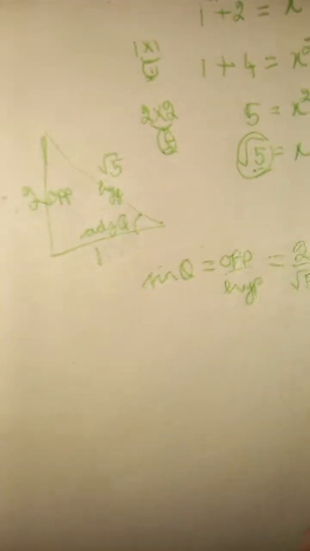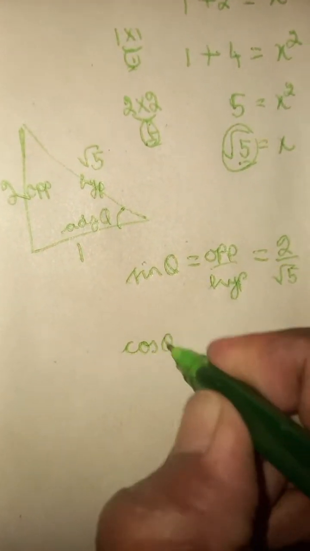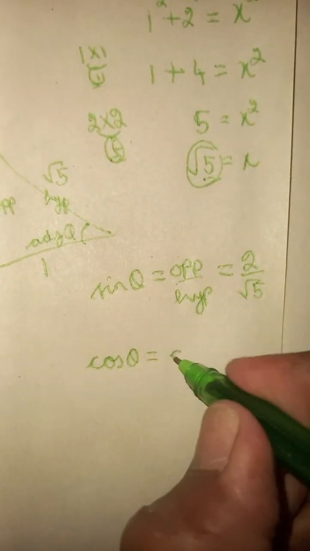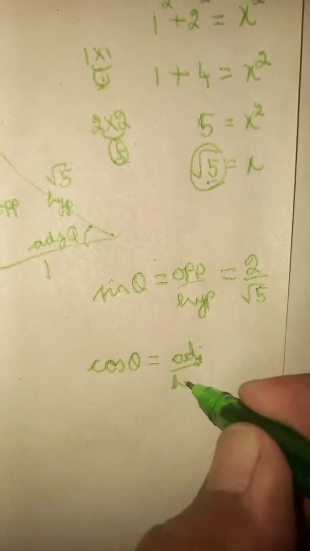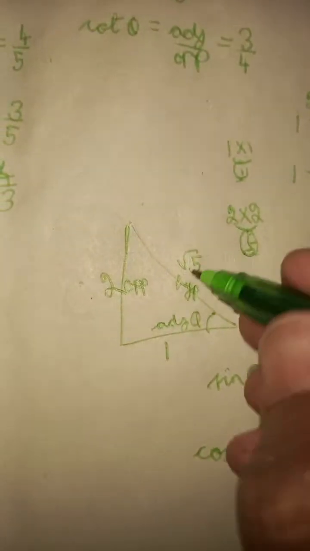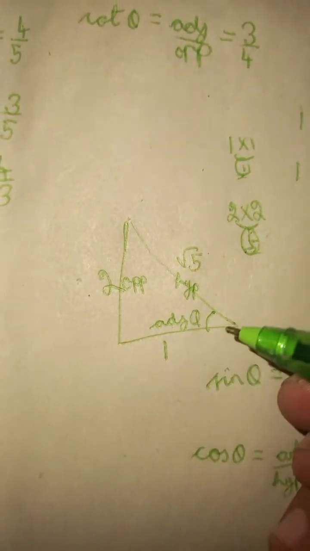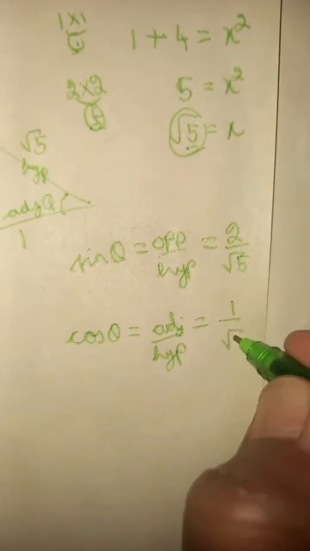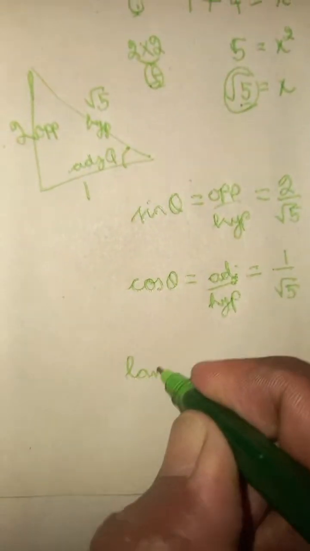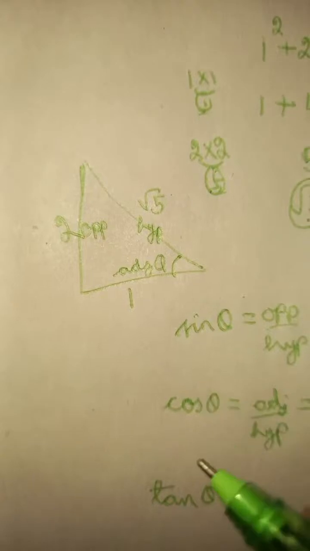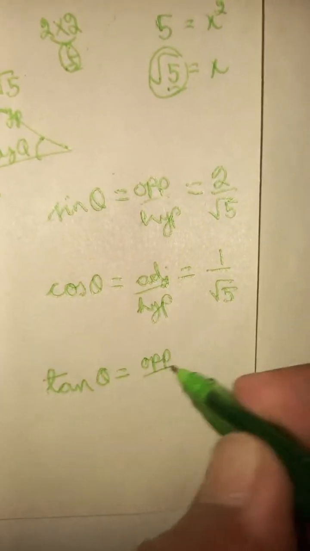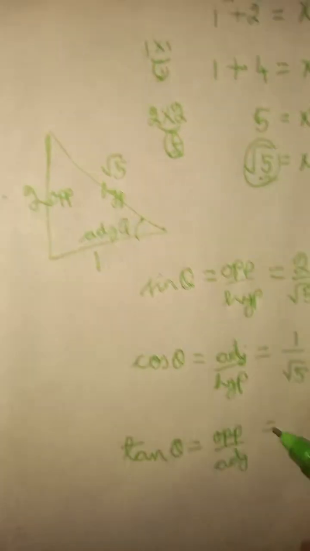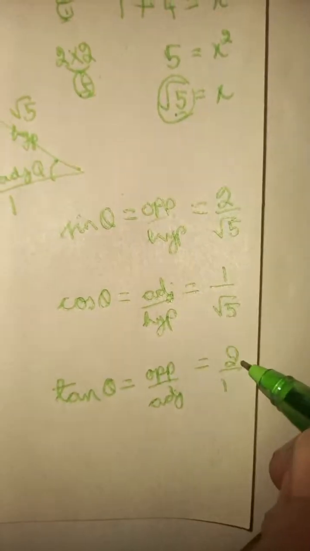Now let's take another ratio, which is cos theta. Cos theta is adjacent by hypotenuse. Adjacent is 1 unit, hypotenuse root 5, so 1 by root 5. Now you can find tan theta. Tan theta means opposite by adjacent, which is 2 by 1. So you get 2 by 1.